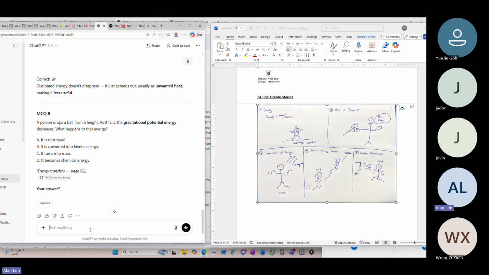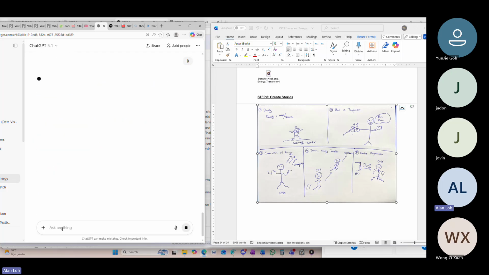Okay. Jaden. The drawer is drawer 4. Yes, drawer 4. Converting into kinetic energy. B. Is it? Yes. Any objection? 1, 2, 3.